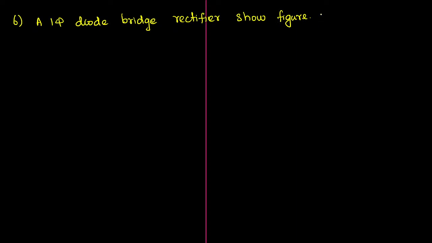As shown in the figure, the value of the output resistance is 100 ohm. It is a purely resistive load. The source voltage Vs is equal to 220 volts, and the frequency f is equal to 50 hertz. Now the question is: find the power dissipated in the load resistor.